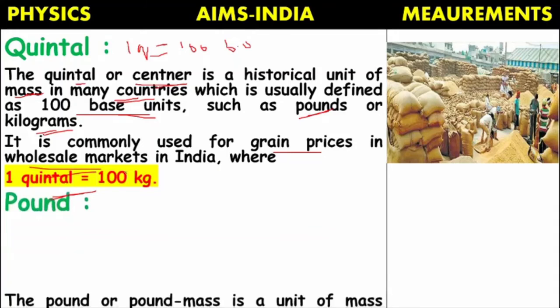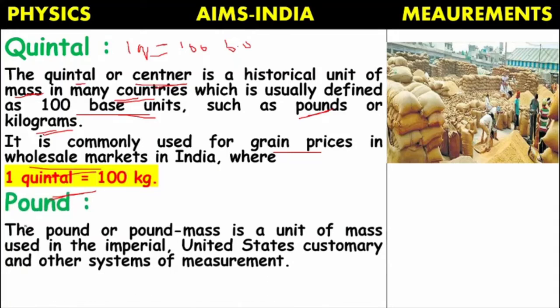Pound. So actually we have currency also with the name pound, but here pound means the unit of mass, not currency. The pound, or sometimes it is also called pound mass, is a unit of mass used in the imperial system of units.